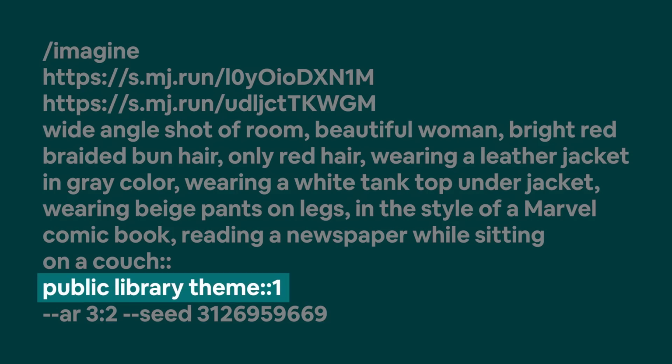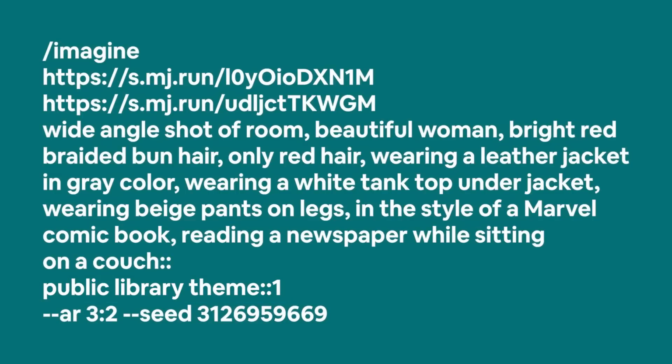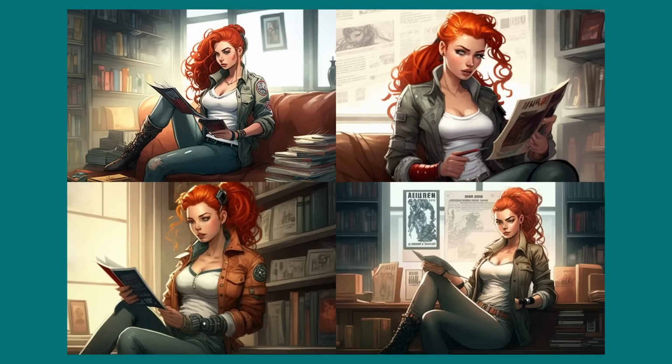Notice how I've added a second segment in the text prompt? I've used public library theme because I want to place Carla in a particular setting without having to describe every single detail. By using a weight of 1, I've given the theme about 25% overall influence. And if you look at the images, you can see that it's definitely had an impact already.